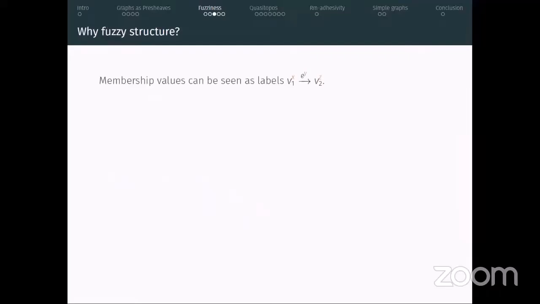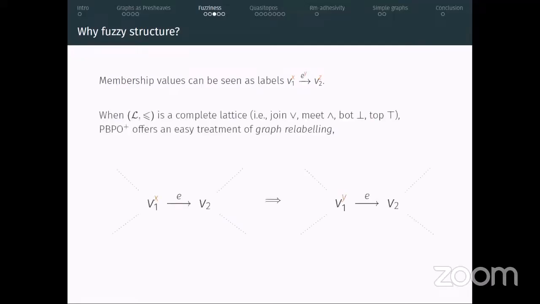So why do we care about fuzzy structure? It's interesting because if you see the membership as a label, so forget that it's a membership, just take it as a label, now the labeling set has a poset structure. And when you ask for that poset structure to be a complete lattice, so you have join, meet, bottom, top, then the formalism of DPO plus gives a practical treatment of graph labeling, where, for instance, if you have an edge and the source has label X, or membership X, but now we see it as a label, and you want to change it from X to Y, you can do that in just a single DPO plus rule.